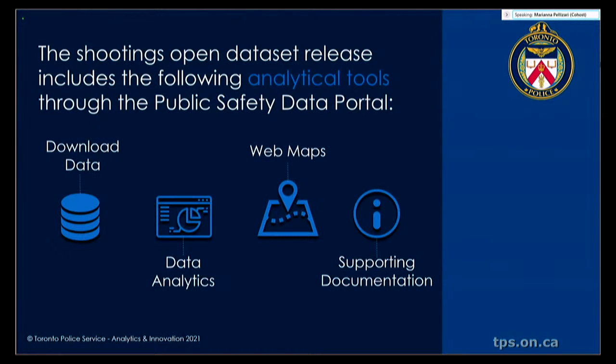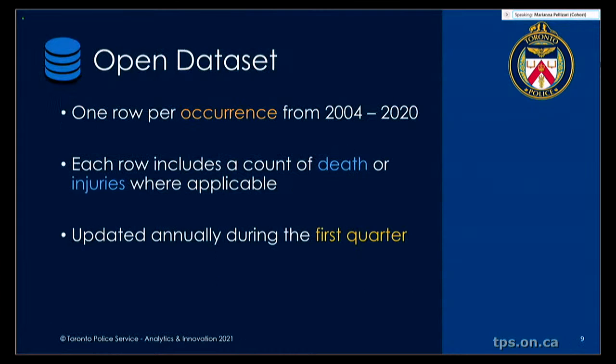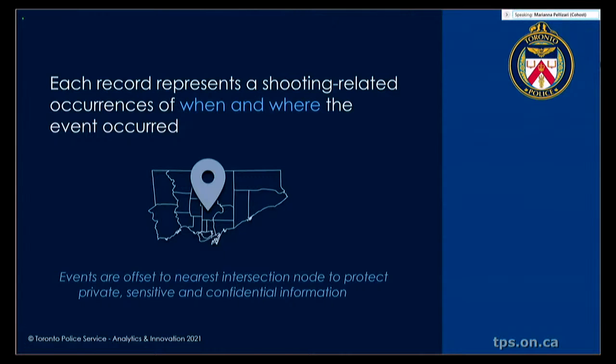The open data release of shooting and firearm discharges consists of several components designed to meet the standards of open data provision and increase open data literacy through open analytical tools and supporting documentation. Now you're able to download the open data for shootings and firearm discharges from the open data section of the portal. This data is provided at the occurrence level where every record in the dataset represents a shooting-related occurrence. Each row includes a count of death or injuries where applicable, and the dataset is updated in the first quarter of each year. This dataset also includes information about when and where these events occur, and events are offset to the nearest intersection to protect privacy and confidentiality.